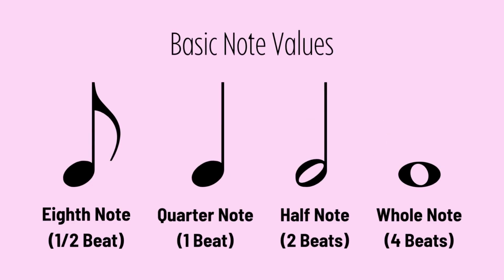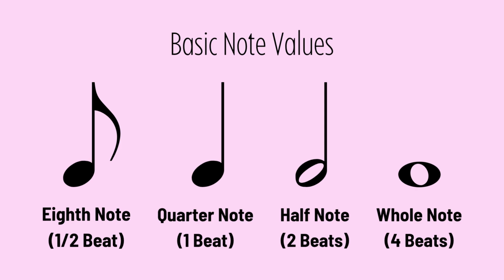In this lesson, we're focusing on 4 common note values: eighth notes, quarter notes, half notes, and whole notes. An eighth note gets half a beat. A quarter note gets 1 beat. A half note gets 2 beats. And a whole note gets 4 beats.